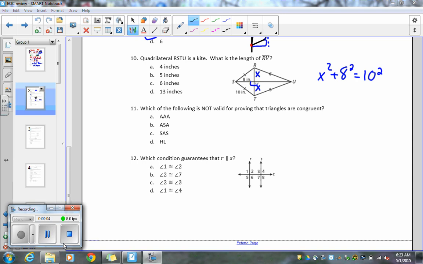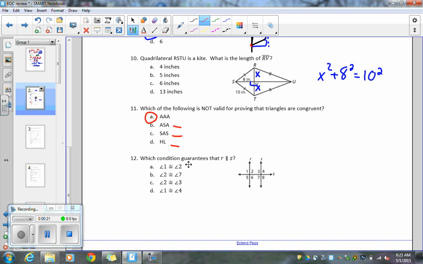We're going to start with question number 11. Which of the following is not valid for proving that triangles are congruent? This is kind of like you just got to know it, and the answer would be A. Angle, angle, angle. Everything else, angle-side-angle, all of this, are proven theorems.